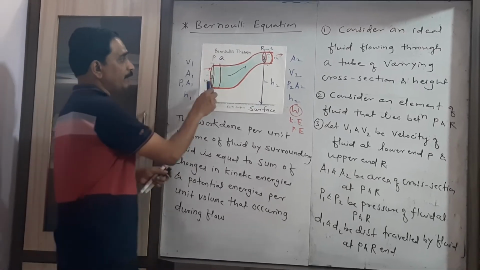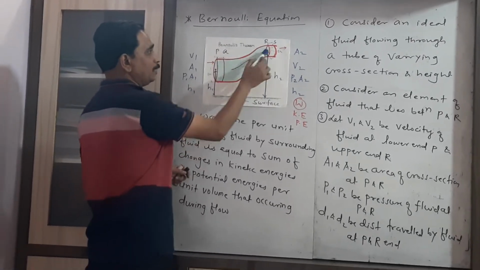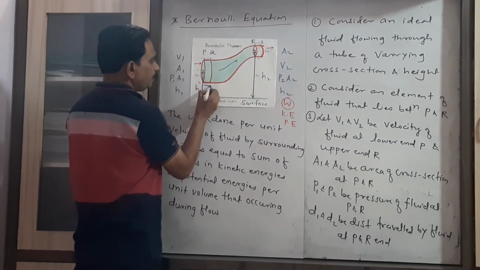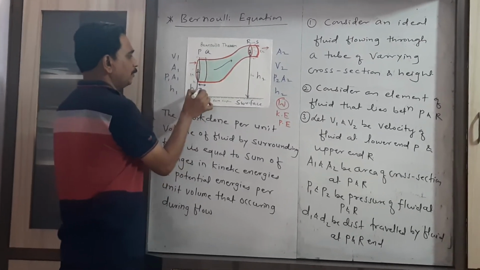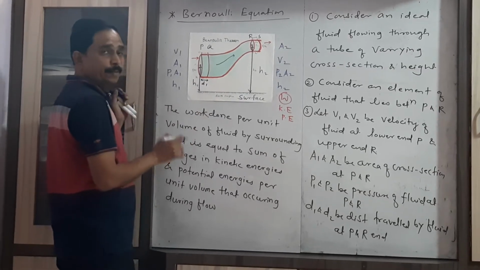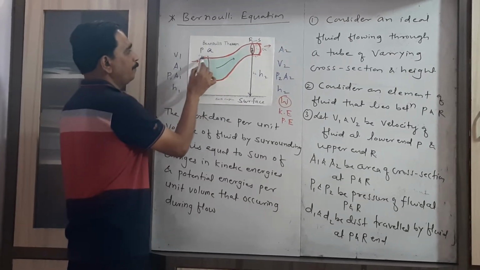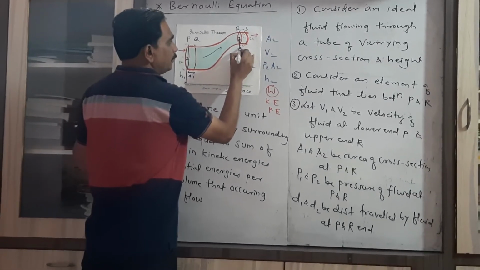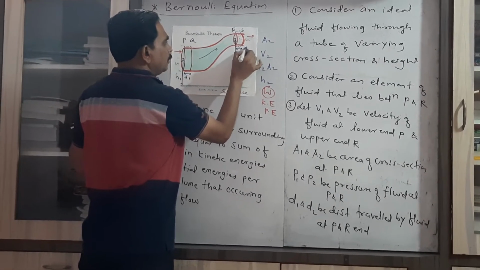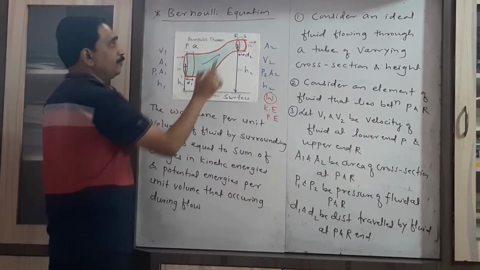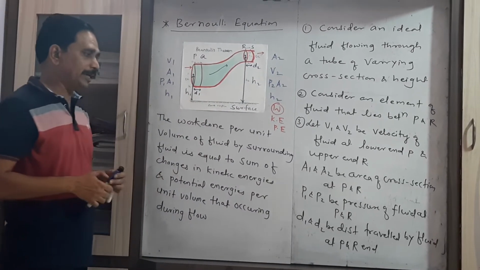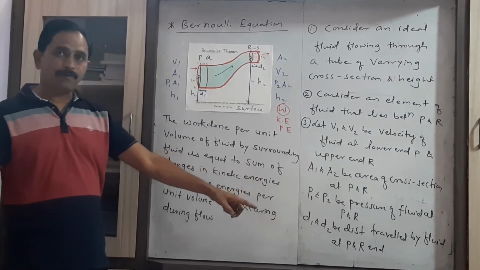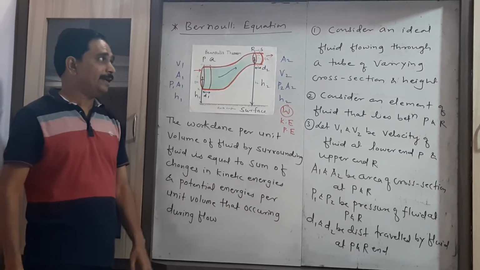Now when this fluid flows from the P end to the R end, whatever the distance covered, this is the distance D1 covered by the fluid when it moves from P to Q, and D2 be the distance covered when it moves from R to S. So that's why right here D1 and D2 are the distances travelled by the fluid at the P and R ends.